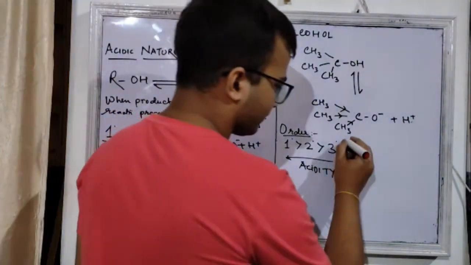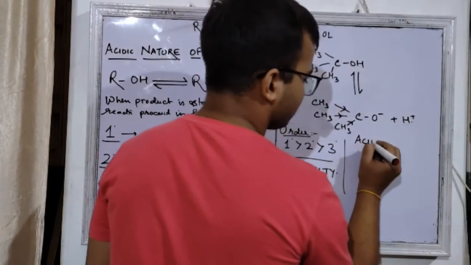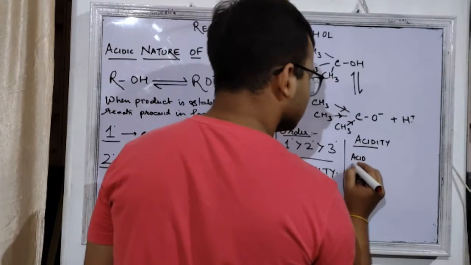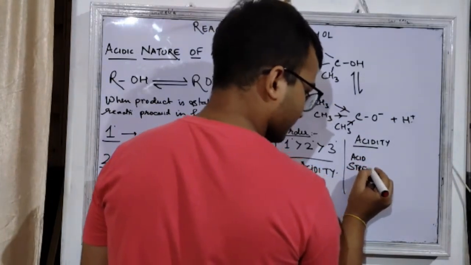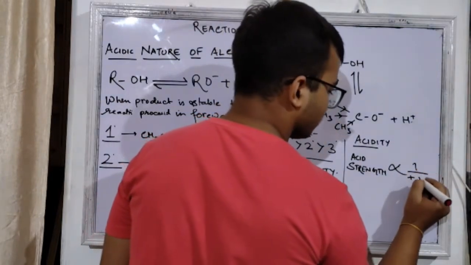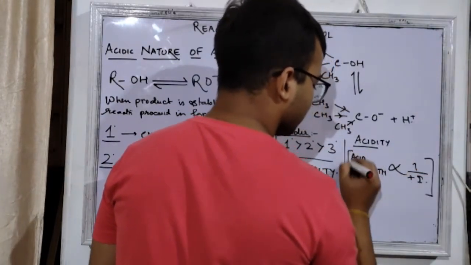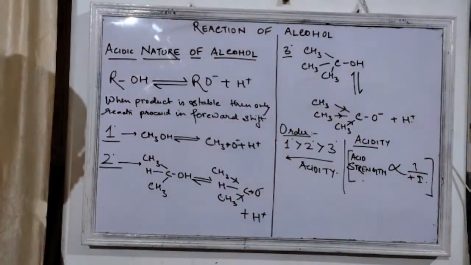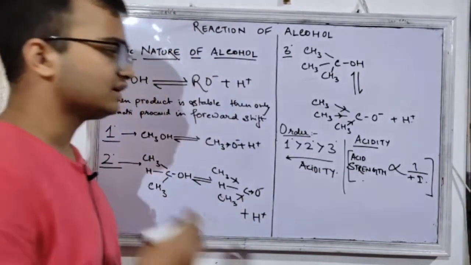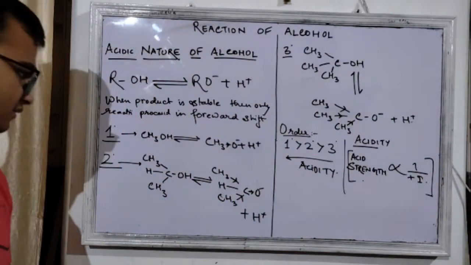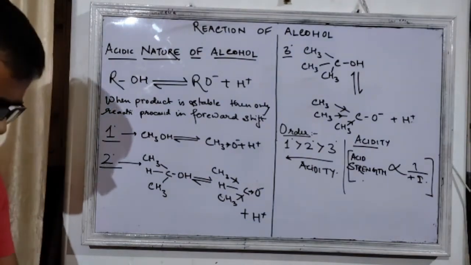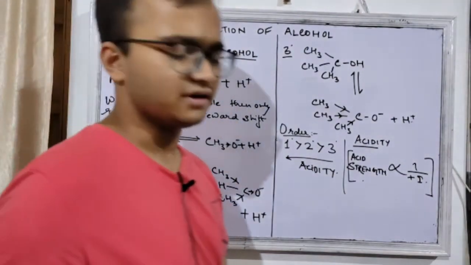If you want to remember the acidic strength, you can keep this in mind: acid strength is inversely proportional to plus I group. If plus I group is increasing, acidic strength is decreasing, and if plus I group is decreasing, acidic strength is increasing, like this. Okay, so copy it up to this much. After this we will learn about the reactions with active metal.